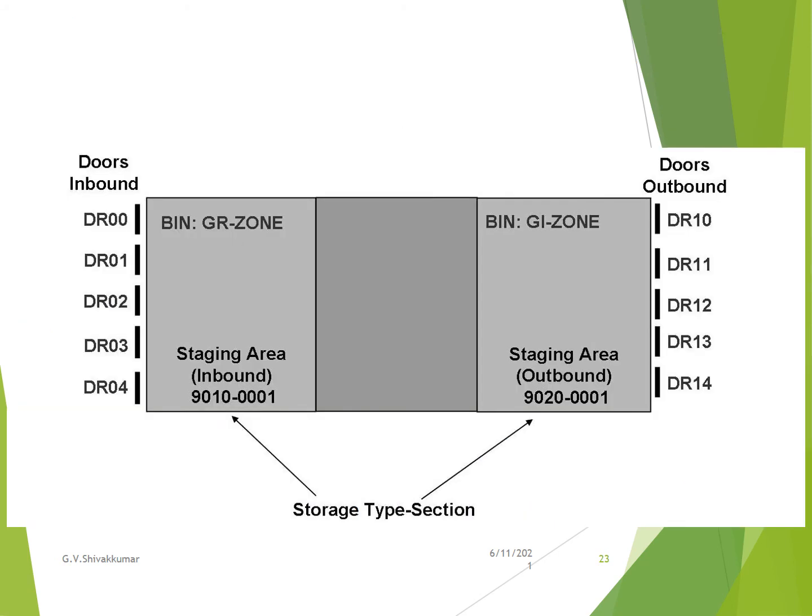So here is a door for inbound and here is a door for outbound, and we have DR00, DR01, DR02, DR03, DR04. We have multiple bin doors, and we have a bin for ZR zone, and here a bin for ZA zone. So here is the staging area for inbound, and this is the staging area for outbound, and these are nothing but storage type sections. Okay, so that is important.